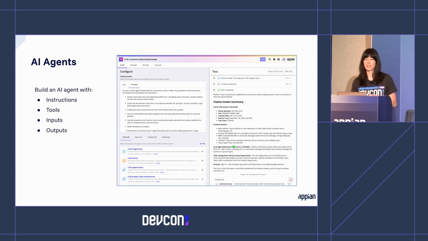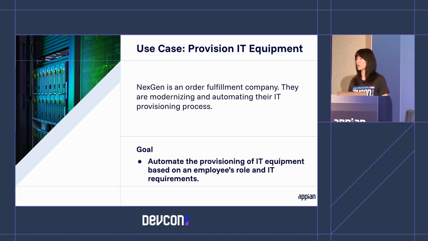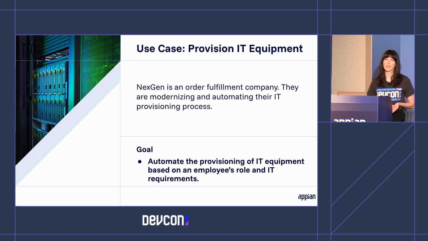Next, let's learn about our use case. NextGen is a global order fulfillment company that currently has a very manual process of provisioning new hardware for their employees. For every single new employee, HR specialists must manually cross-reference multiple documents and systems to find information including the employee's role, the standard hardware package for that role, whether that hardware package aligns with company policies, special requests submitted by the employee, special projects the employee might be staffed on that have specialized hardware requirements, and current inventory levels.